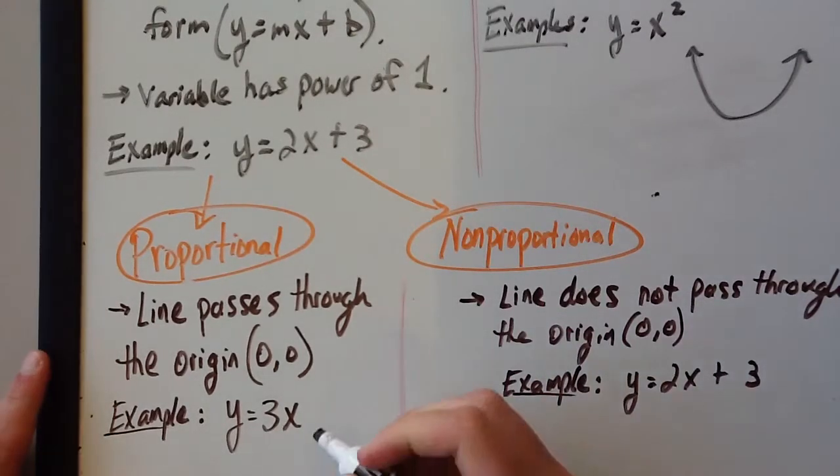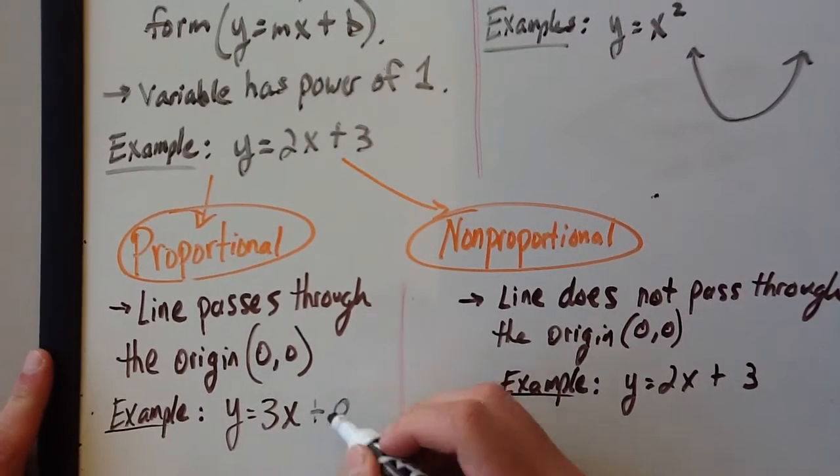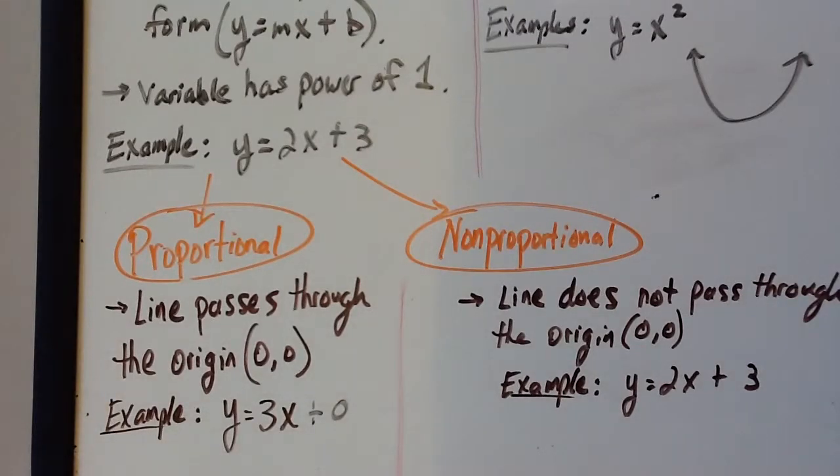Well, if it goes through the origin, the y-intercept would be 0, and so the equation in slope-intercept form would be y equals 3x plus 0. But if we're adding 0, we don't need to write that, and so you're just going to see the equation like this, y equals 3x. But since this line passes through the origin, that makes it proportional.